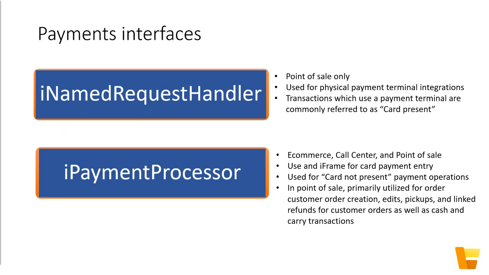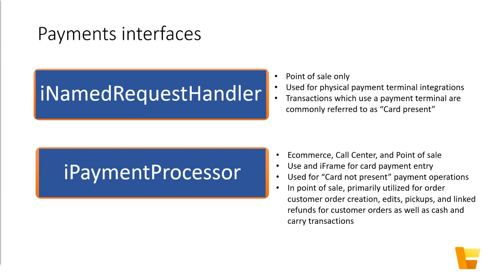So we accomplish all this through 2 payments interfaces. First is named request handler. This is for the point of sale only, and it's used for physical terminal integrations. Transactions which use a payment terminal are commonly referred to as card present. So if you hear me mention card present transactions, that means that a customer is taking a payment card and tapping on a payment terminal, or inserting the card in the payment terminal, and those payment details are being read from a physical card or phone, right?